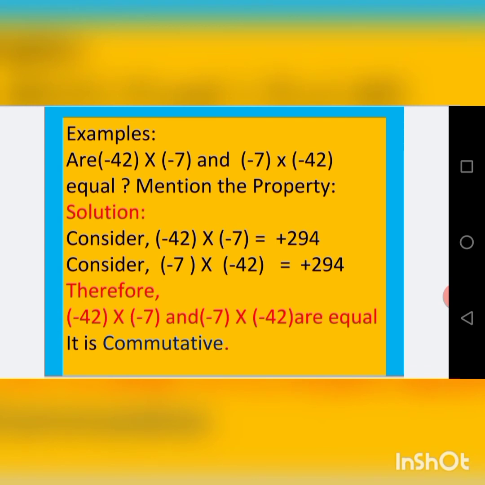Solution: consider the first expression, minus 42 into minus 7. Both are negative integers, so multiply 42 into 7. What is 42 into 7? Yes, it is 294. Minus into minus is plus, so plus 294. If we multiply this way, minus 7 into minus 42, we will get plus 294. Therefore, minus 42 into minus 7 and minus 7 into minus 42 are equal. Both answers we are getting as equal. So this property comes under the commutative property.